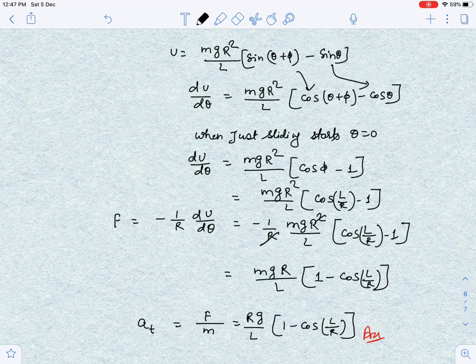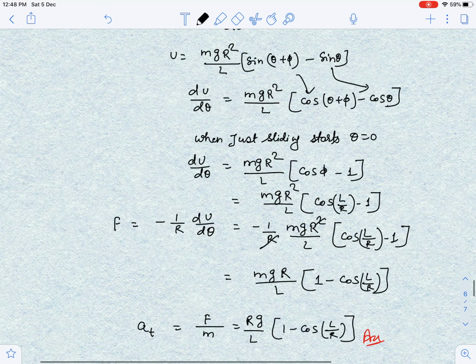And on dividing this force by mass, I got the tangential acceleration. So a_t is equal to F by m. M and m cancel. So guys, I can say that a_t is r g by L times 1 minus cos L by r. I suggest you see the solution again two or three times so that you get the feel of the question.